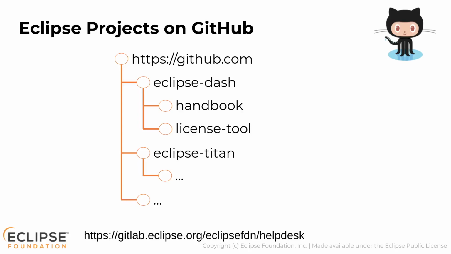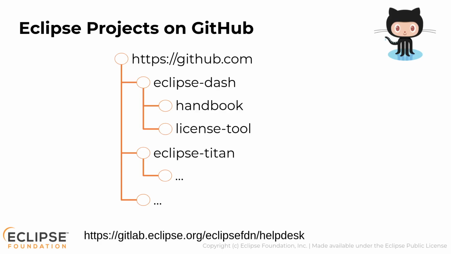Project teams may host some or all of their repositories on GitHub. Any committer can file an issue in the Eclipse Help Desk to request that the Eclipse IT team create a new repository on or move an existing repository to GitHub. Note that the IT team will verify the request with the project leads.